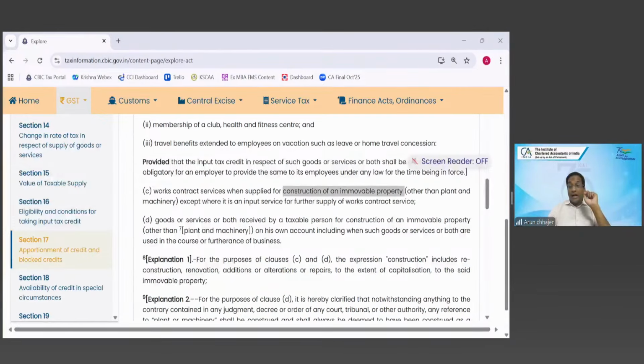Kuldeep, if you get civil construction done... Okay, no, I am asking, okay fine. So Kuldeep, just wait for 2-3 minutes. I will give you the answer after this question.